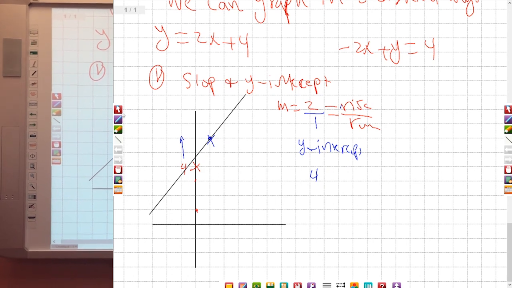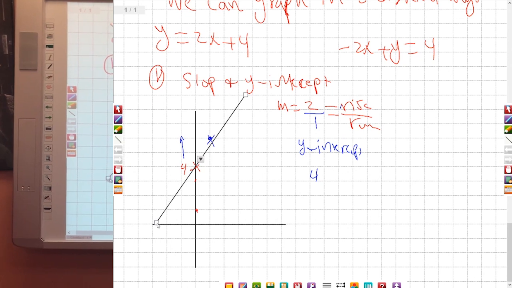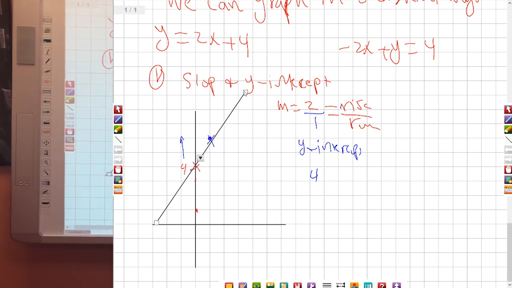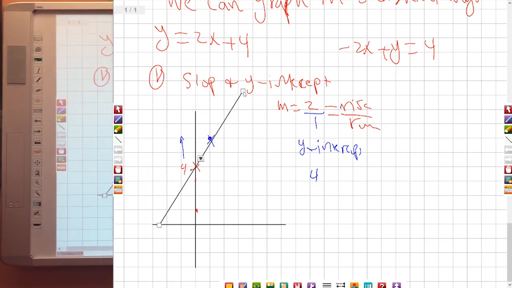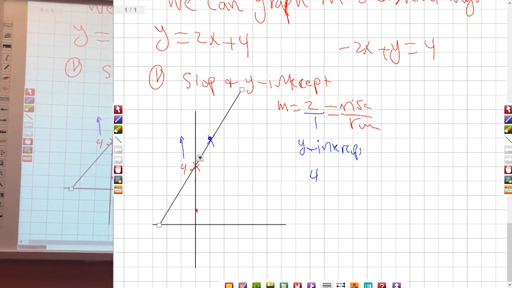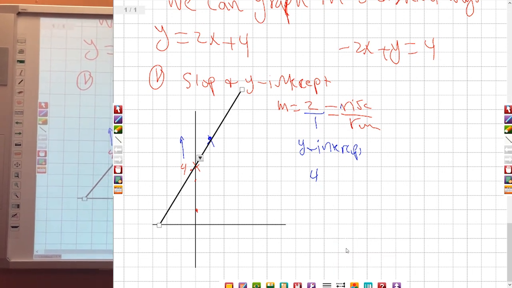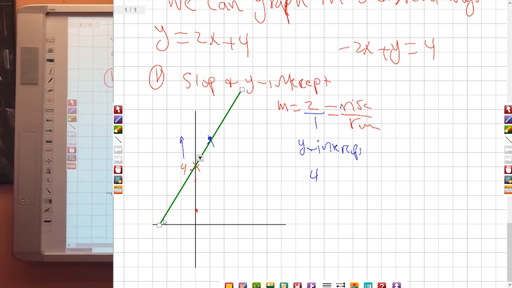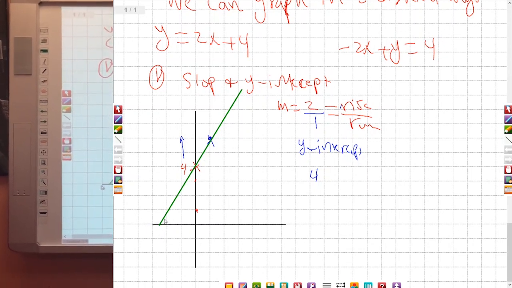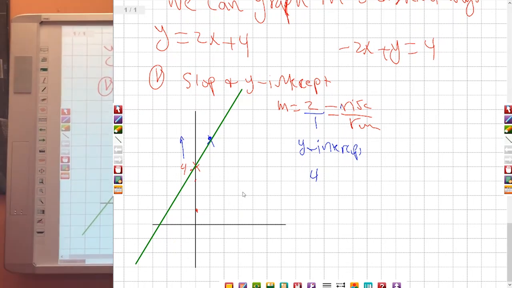Let me just fix it a little bit more. Okay, good enough. This line I'm going to make a little bit solid and give it a different color, so that I can extend it as much as I can. Now this is the first way, using slope and y-intercept.